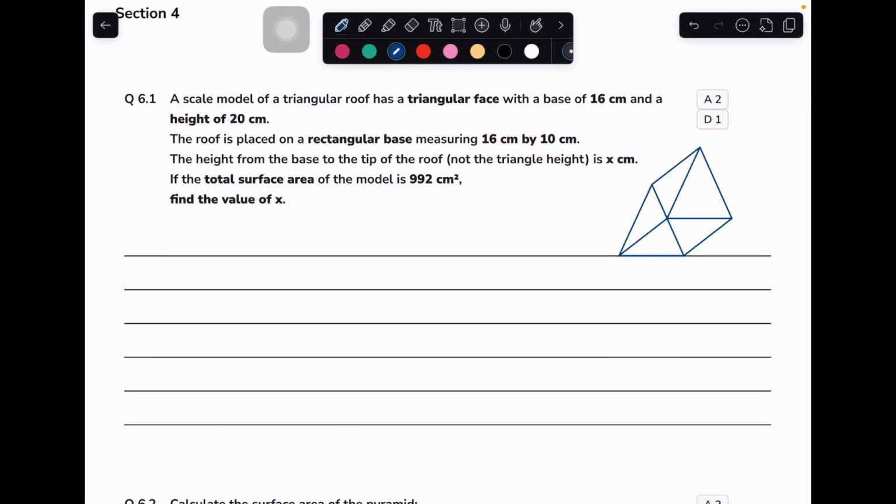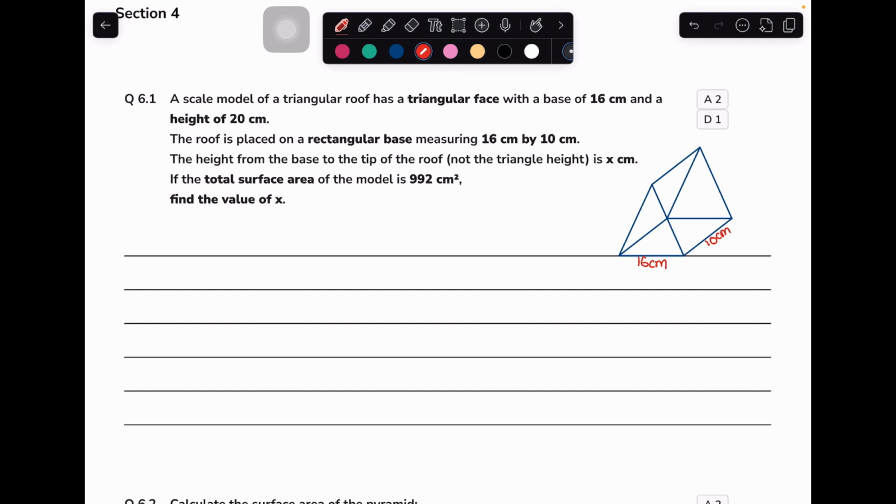Okay, onto section 4. We have a scale model of a triangular roof, which has a triangular face with a base of 16 centimeters and a height of 20 centimeters. The roof is placed on a rectangular base measuring 16 centimeters by 10 centimeters. The height from the base to the tip of the roof is x centimeters. If the total surface area of the model is 992 centimeters squared, find the value of x.